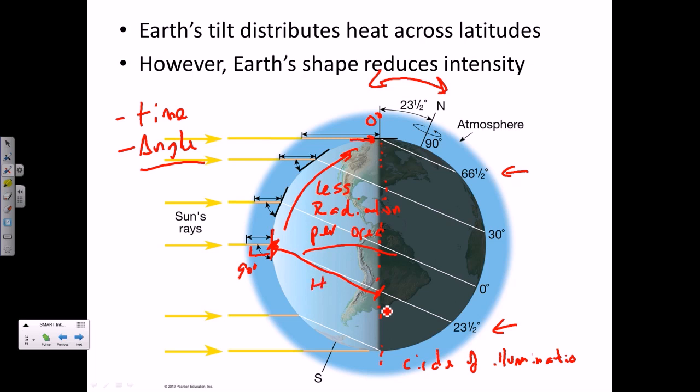And where do we get the least solar radiation? What latitude, just in general? Yeah, right. You can come up here, and this is going to be the lowest temperature. We're getting no solar radiation, actually. So we have the shortest days, or no daylight here at 66.5 degrees north latitude. And all of that is a function of the Earth's tilt.